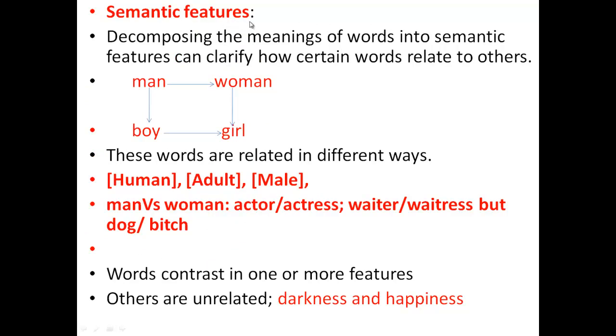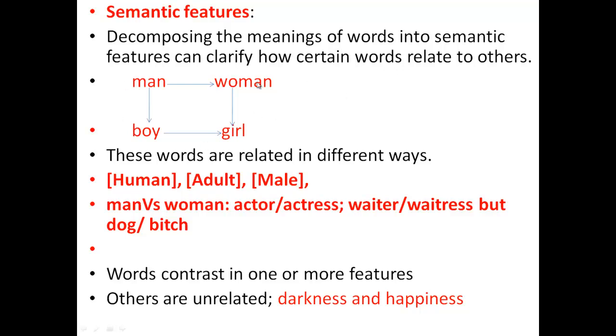Now there is another approach through which we can show the meaning of words. This is done through what we call semantic features, or semantic components, and the whole approach is called semantic or componential analysis. Componential analysis means we try to analyze the meaning of words in terms of components or features. So, decomposing the meanings of words into semantic features can clarify how certain words relate to others.